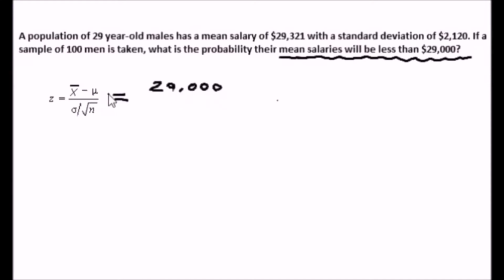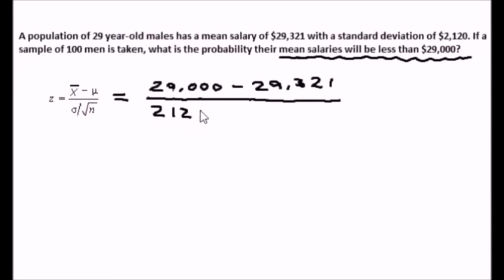I'm going to subtract mu, that is the mean given in the question, a mean salary of 29,321. I'm going to divide this by the standard deviation, that's given here as 2120. And I'm going to divide by the square root of n. n is the sample size, 100.